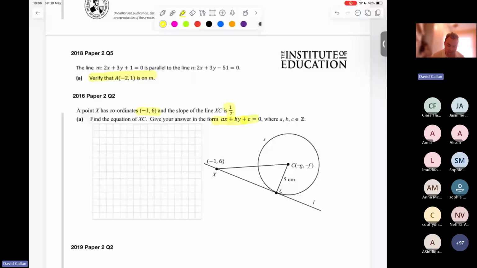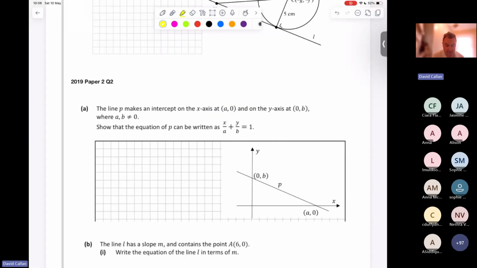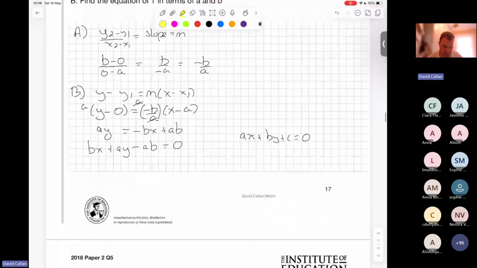Now, then we get into this one here, where we have this lovely question, and we have the line P makes an intercept on the x-axis and the y-axis of so on and so on. Find the equation of P and show it can be written like that. So what you do is you get your lovely answer. So I think, is this very similar to what I did? Let's scroll up for a moment. Yeah, it is actually.